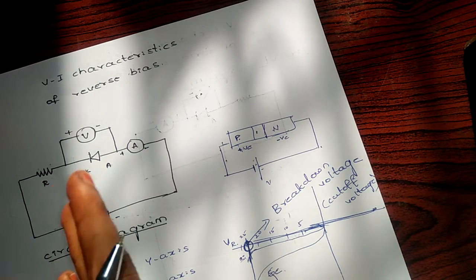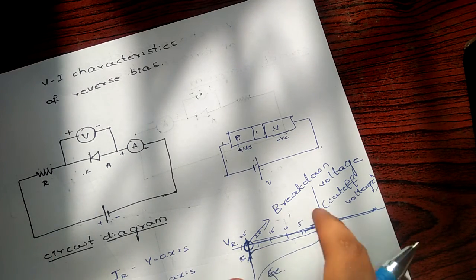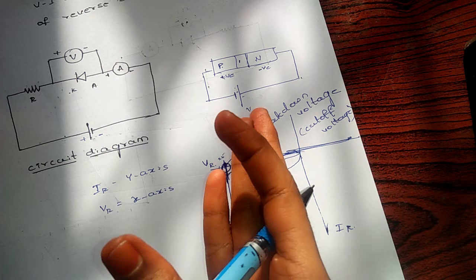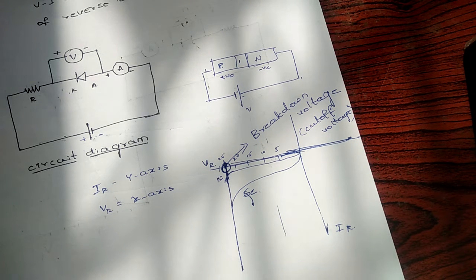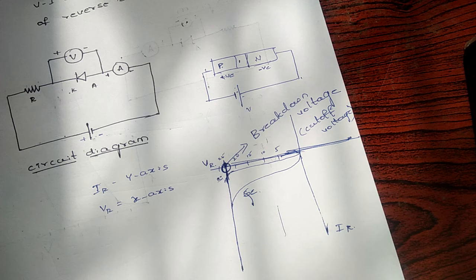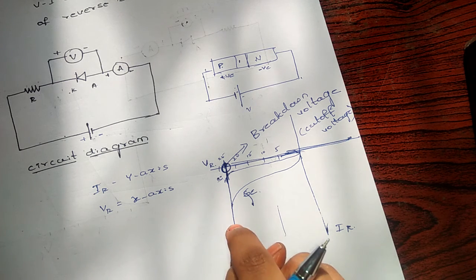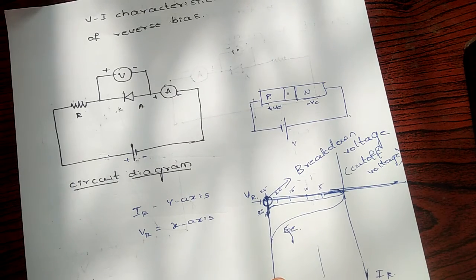So this is about the VI characteristics: how the voltage and the current change with increasing external voltage, with minority charge carriers and majority charge carriers. There is a little amount of current that flows before the breakdown voltage, only due to minority charge carriers. So it is very little. After crossing the cutoff voltage, there is a sharp increase due to majority charge carriers.